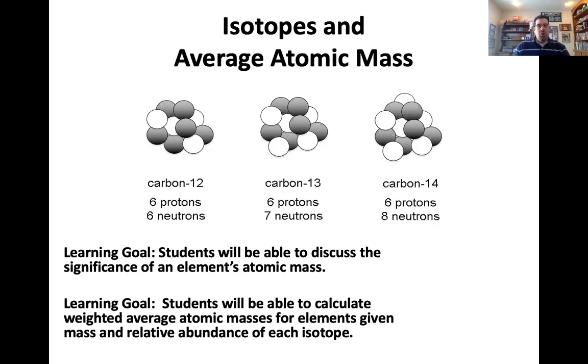Okay, so we can tell by the diagrams that the number of neutrons are different. So carbon 12 has 6. Carbon 13 has 7, and carbon 14 has 8 neutrons respectively. And of course, as a result of the number of neutrons being different, that makes the mass number different too. That's why it's 12, 13, and 14.